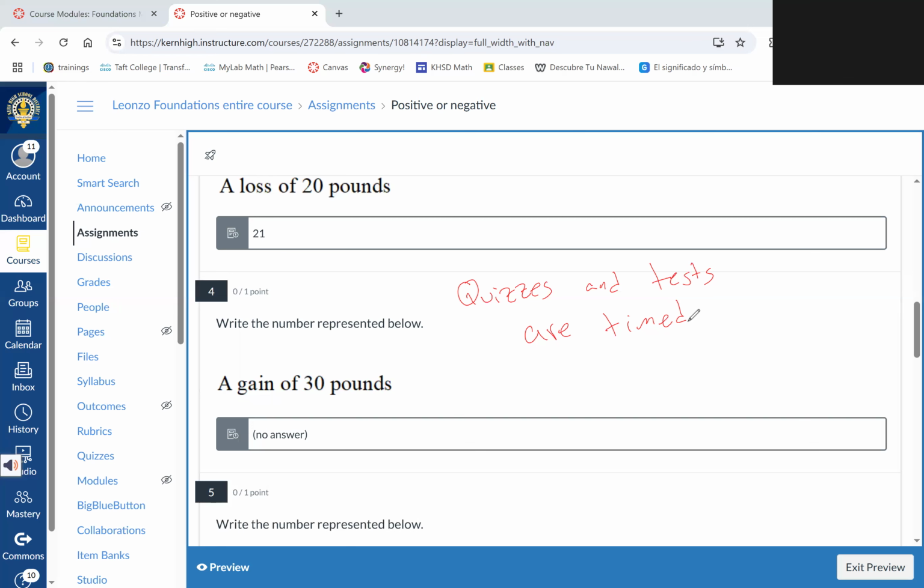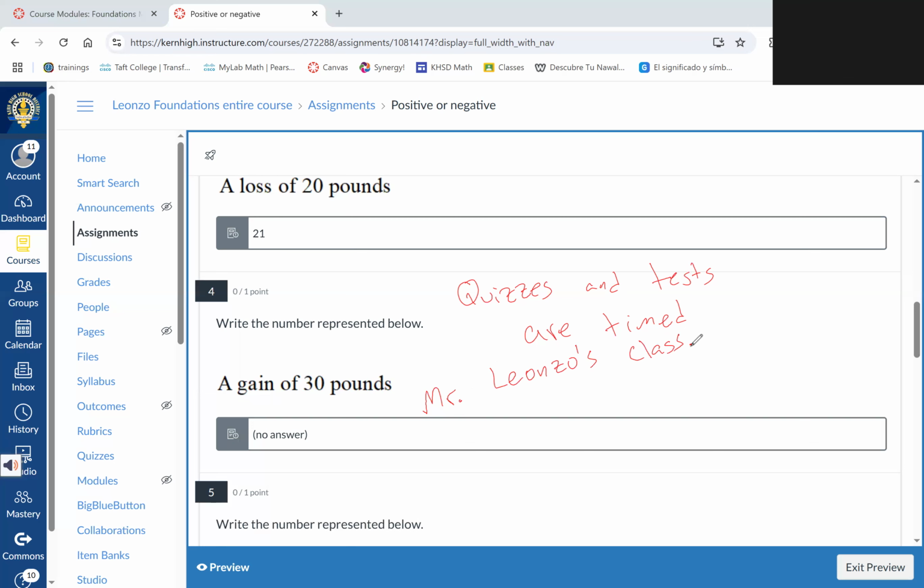The last part of our sentence is going to be Mr. Leonzo's class. We're going to abbreviate Mr. with a period, then Leonzo apostrophe s class, and then a period to end the sentence. This is how you're going to finish your sentence.